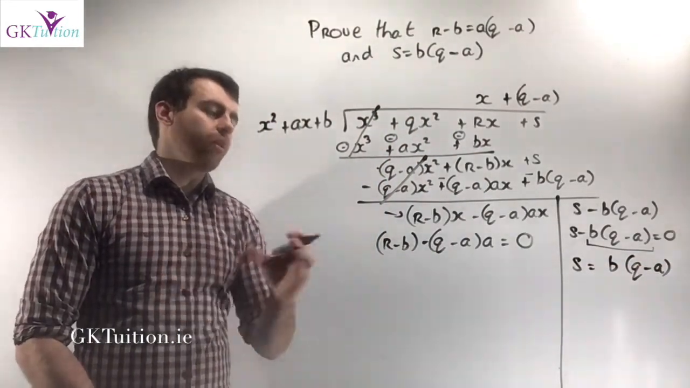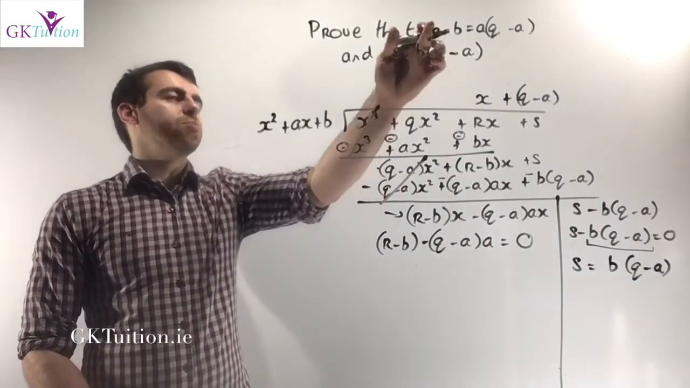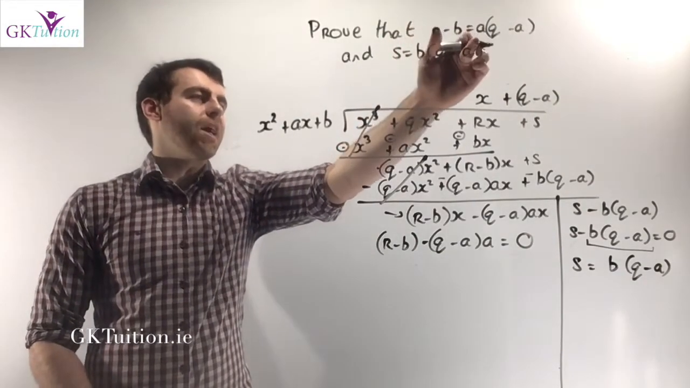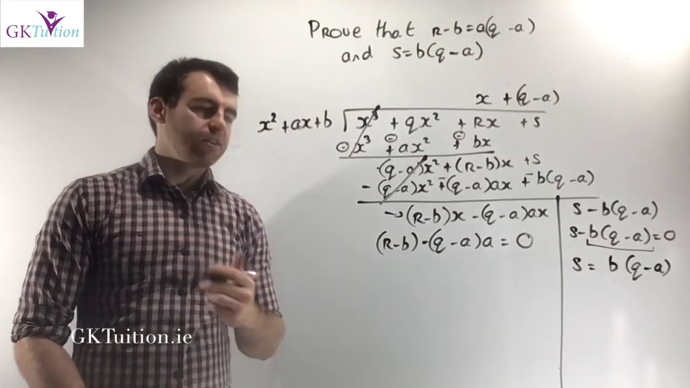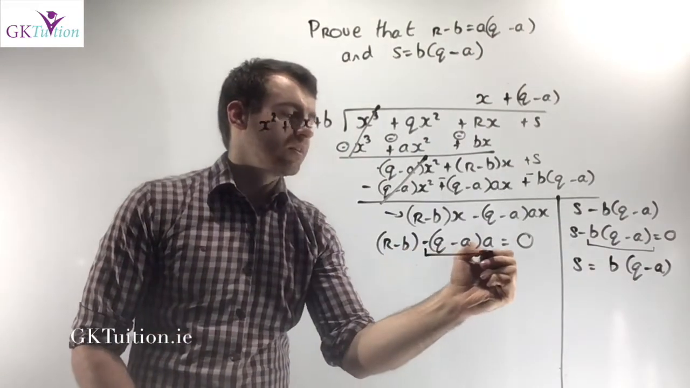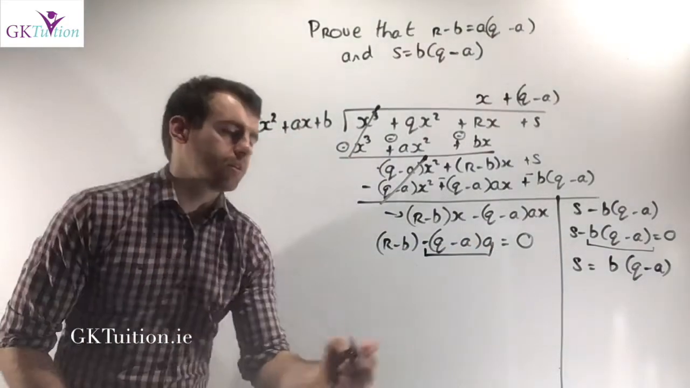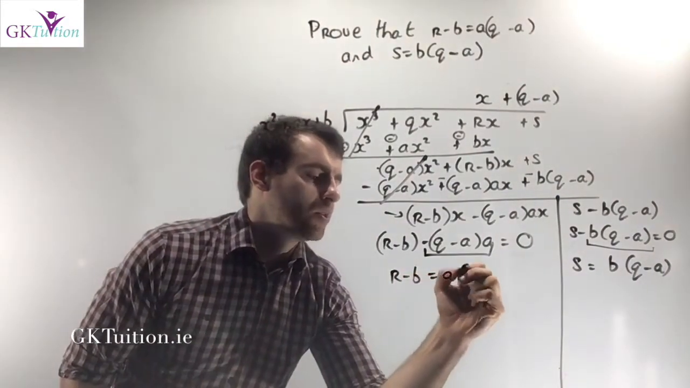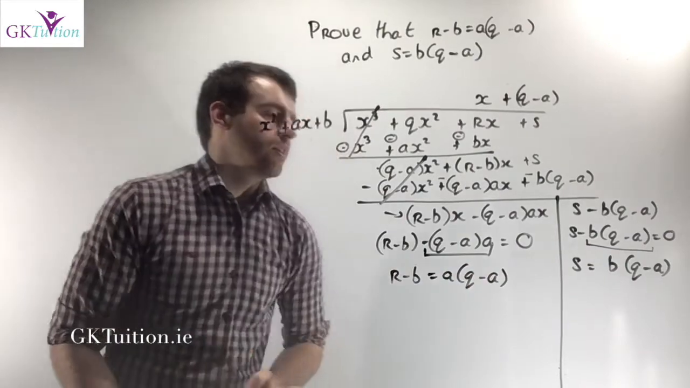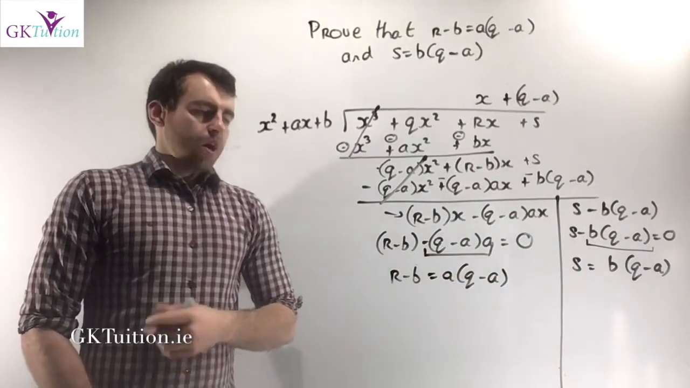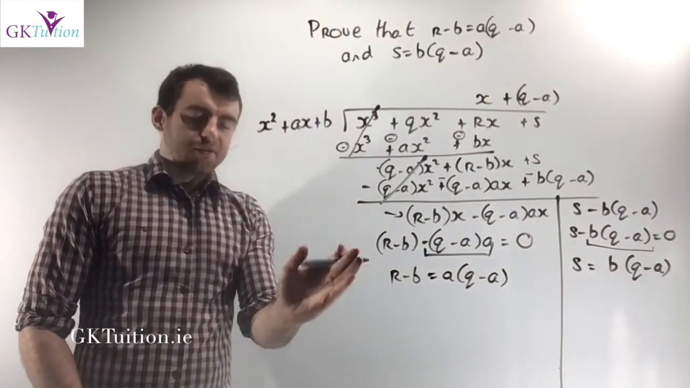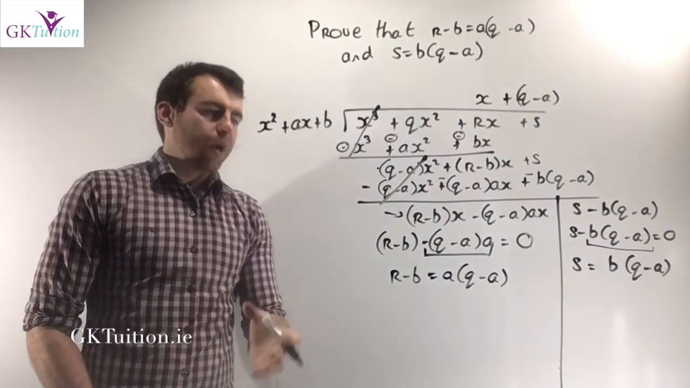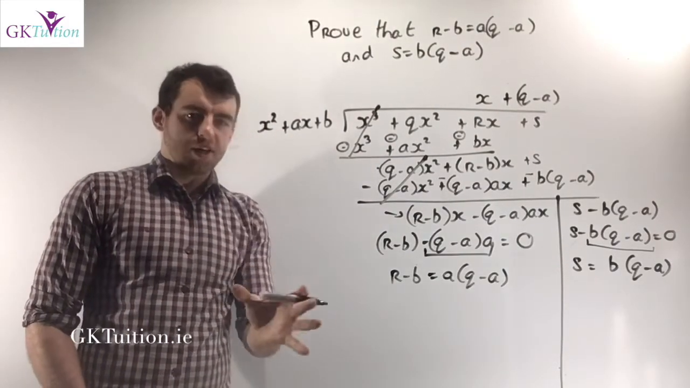Same logic could be followed for the other remainder. I needed to prove that r minus b is equal to a times q minus a. Essentially, I just need to isolate the term with the r minus b in it. If I simply added a times q minus a to both sides, I end up with the other thing that I was asked to prove. Often it can be quite tricky after the long division, but for the most part, if you get the long division right, that's the tricky part.